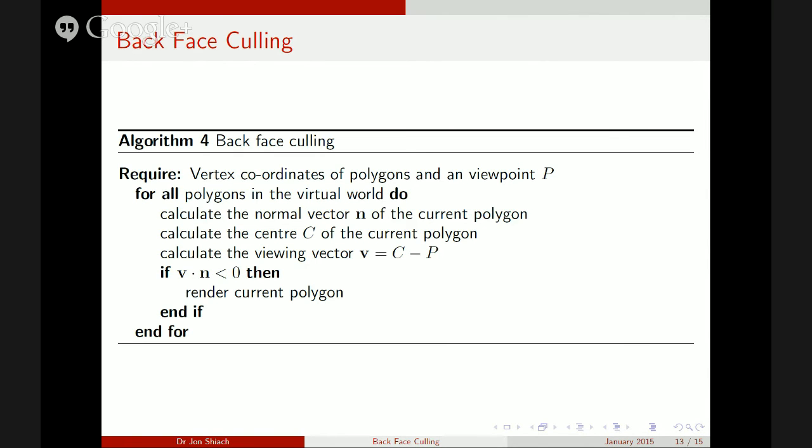So for all polygons in our world, after clipping and what have you, calculate the normal vector for the current polygon, and calculate the center of the current polygon. Therefore we can calculate the viewing vector, which is just C minus P. Once we've got V and N, calculate the dot product. If it's negative, we render the polygon.